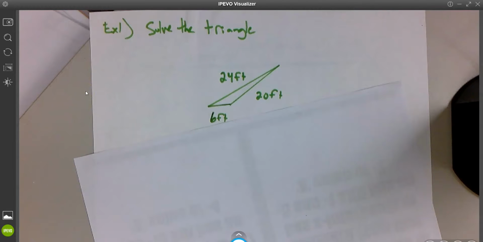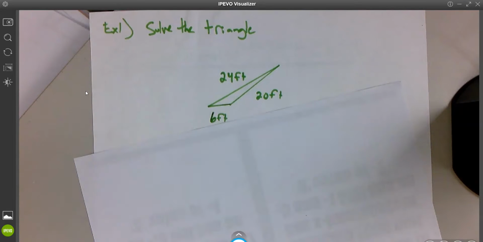Let's look at an example. So I have this triangle with 6 feet, 24 feet, and 20 feet. As a little side note, something like this shows up on the ACT or SAT or college entrance exams. For a triangle to even be possible, the two smallest sides have to add up and be bigger than the third side. That's the only way we know a triangle is possible.